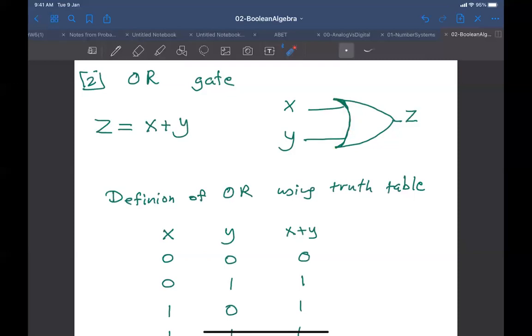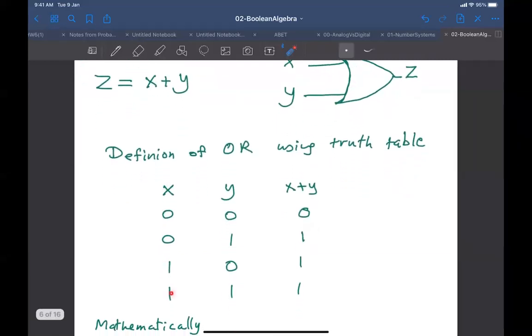So in order to define the OR, we just compute the truth table of the OR. Again, this is X and this is Y. So the Y goes 0, 1, 0, 1. And then the X doubles the zeros and doubles the ones, 0, 0, 1, 1.